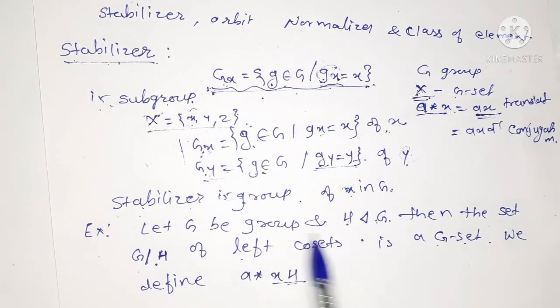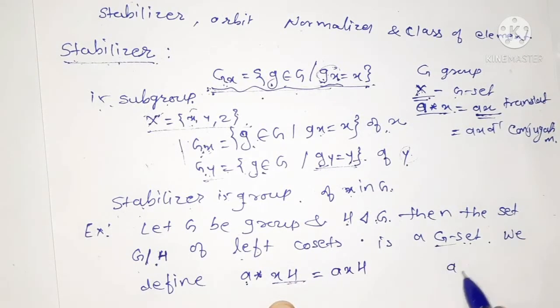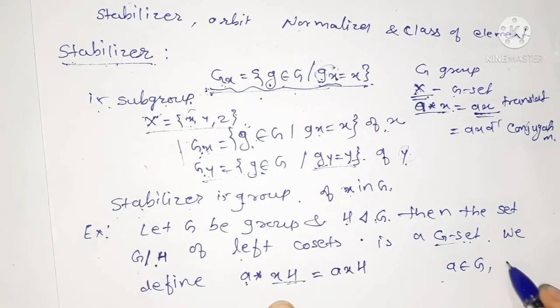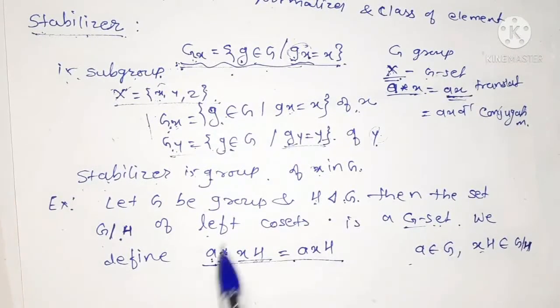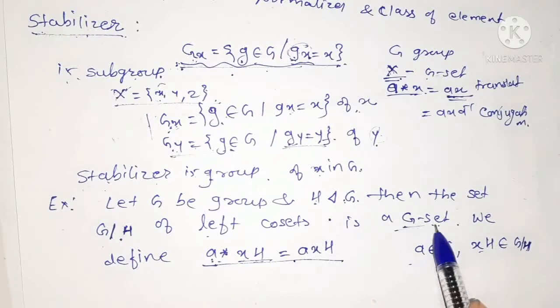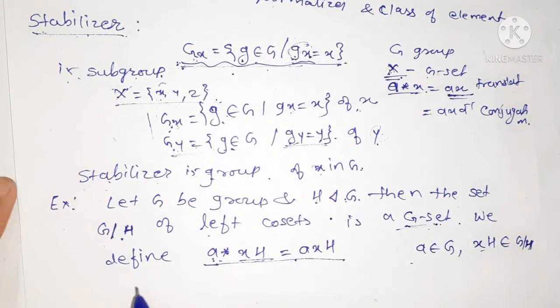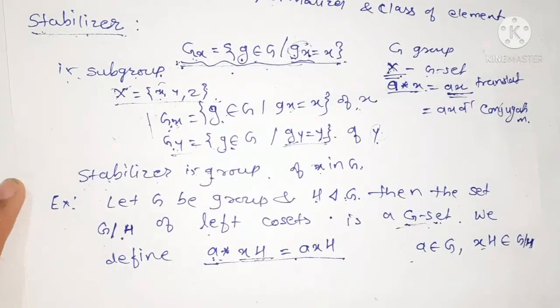Now since it is a G-set, we define the operation a * xH = axH, where a belongs to G, and xH is an element of the left coset, that is, of the quotient group G/H. So under this operation a * xH, G/H is a G-set. You can verify this from the given examples. Now we find the stabilizer.